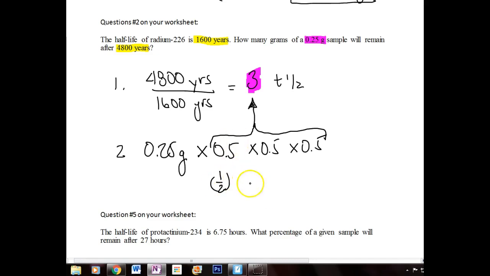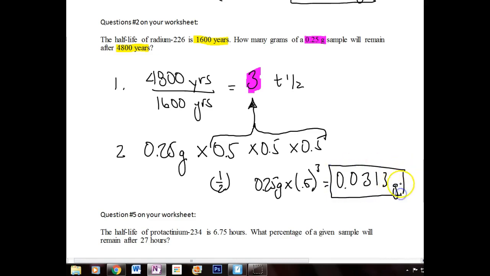Now another way to do this is to simplify it. You could just write 0.25 grams multiplied by 0.5 raised to the 3rd power. It gives you the same exact answer. It depends on how your calculator can process this. We'll call it 0.0313 grams is what I get. And that's my answer.